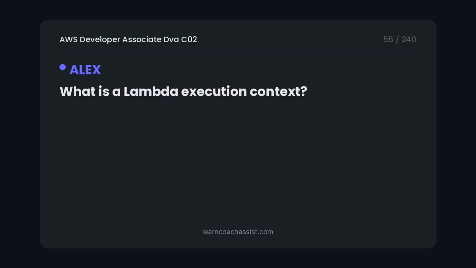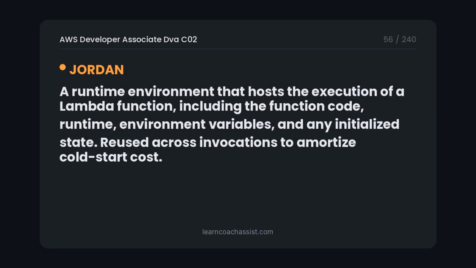What is a Lambda execution context? A runtime environment that hosts the execution of a Lambda function, including the function code, runtime, environment variables, and any initialized state. Reused across invocations to amortize cold start cost.